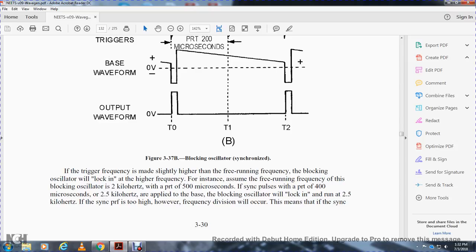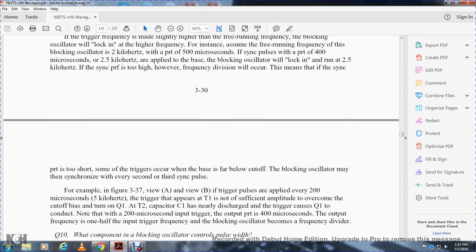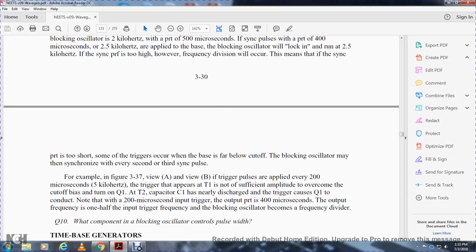If the phase repetition time is too high, frequency division will occur, but this means it is in sync. If the phase repetition time is too short, some of the triggers occur with the base far below the cutoff. The blocking oscillator may then synchronize with every second and third pulse.